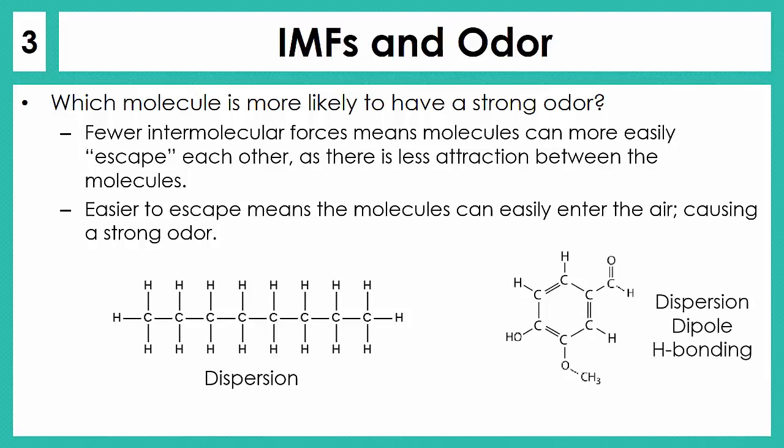If we look at our other molecule here, this molecule has all three intermolecular forces. So it has dispersion because it's made of carbon, hydrogen, and oxygen, so it's a covalent molecule. And it has dipole-dipole because it is not symmetric. We also see there's a lot of pretty polar bonds going on in here. And it has a little hydroxide group, so it's got some hydrogen bonding going on as well. So that means that my first molecule can easily escape itself, and my second molecule cannot. So the first molecule is going to have a strong odor.